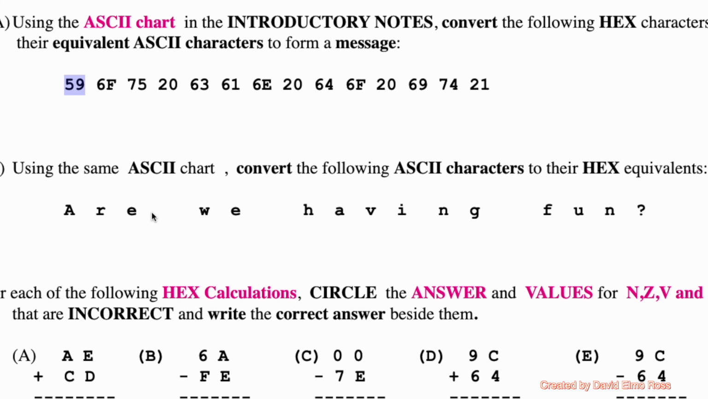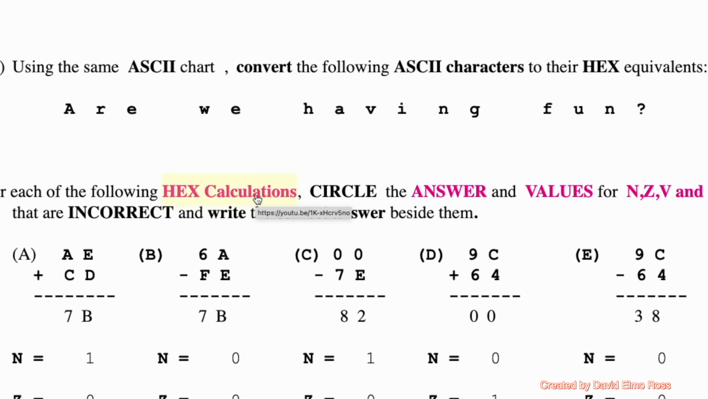Now, in this line here, there's 1 space here, 1 space here, 1 space here, and each space is really a 20 here, 20 here, and 20 here. And it's going to say, are these the hex numbers here for this message? And it also goes through hex calculations, which we're going to be doing.